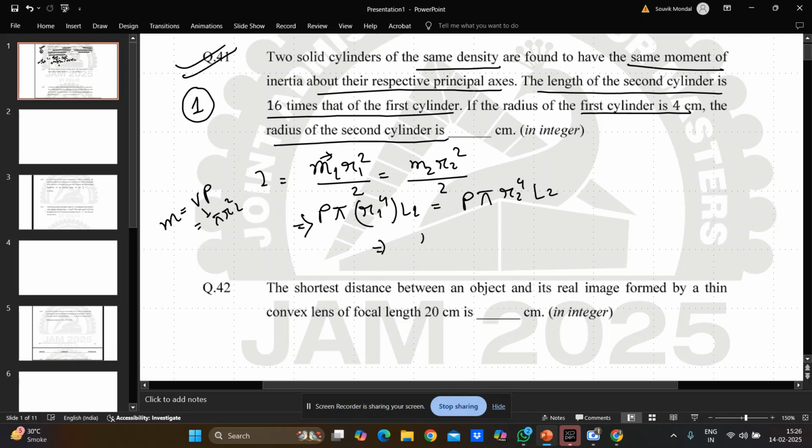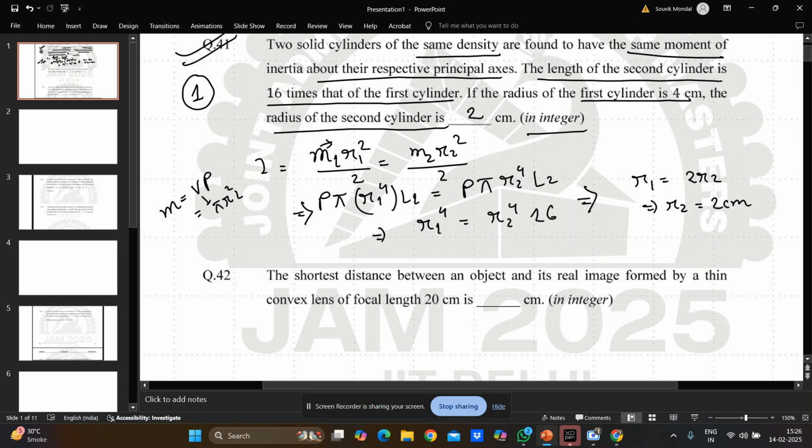So now r1 to the power 4 is equal to r2 to the power 4 into L2 by L1, which is 16, it is given. So R1 is equal to 2R2. So R2 is basically R1 by 2, that is 2 centimeter. Okay. So this is an integer type option, so you should fill in 2 here. Okay. Now let's move to the next question.